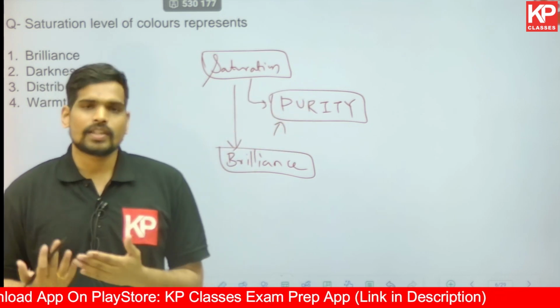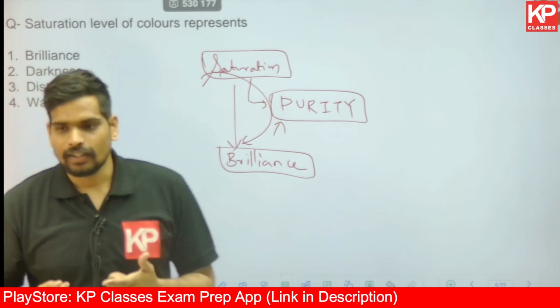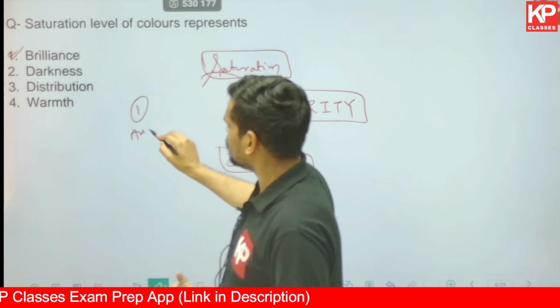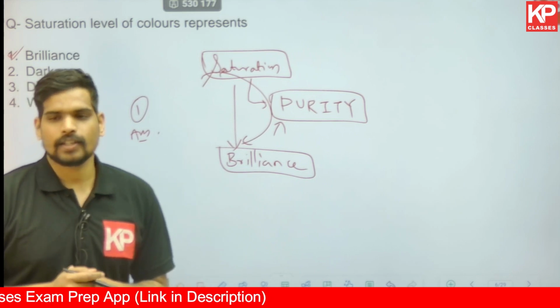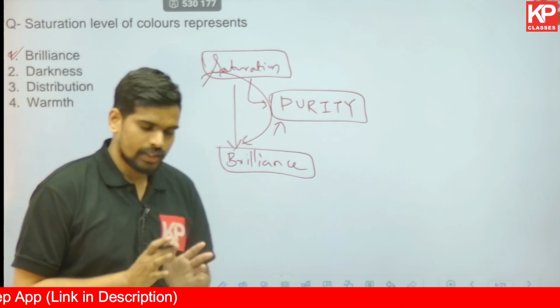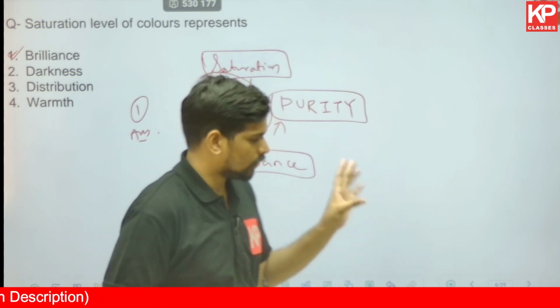So there are a lot of questions in the past papers related to these terms of color theory. From the given options, obviously the first one will be the answer because it is brilliance. Saturation level of a color represents or measures its brilliance and purity. Sometimes questions have been asked where purity was the correct answer. So this is the answer.